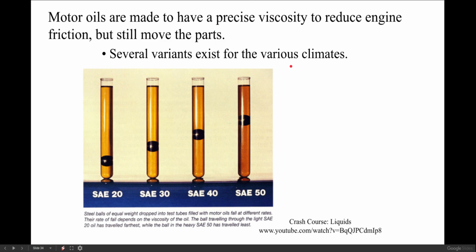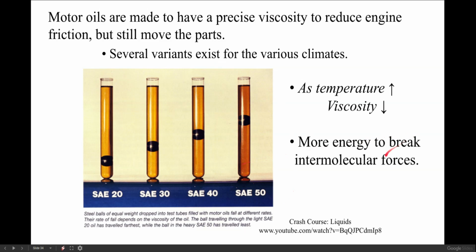Now, viscosity is also dependent on temperature. Just like boiling point, as you increase the temperature and things evaporate faster, in the same way, as temperature goes up, there's more thermal energy to break intermolecular forces, and viscosity goes down. You might know this if you want liquidy hot fudge, but your hot fudge is in the refrigerator and it's solid, so you put it in the microwave. As it heats up, it becomes more and more fluid, so there's more energy to break intermolecular forces.